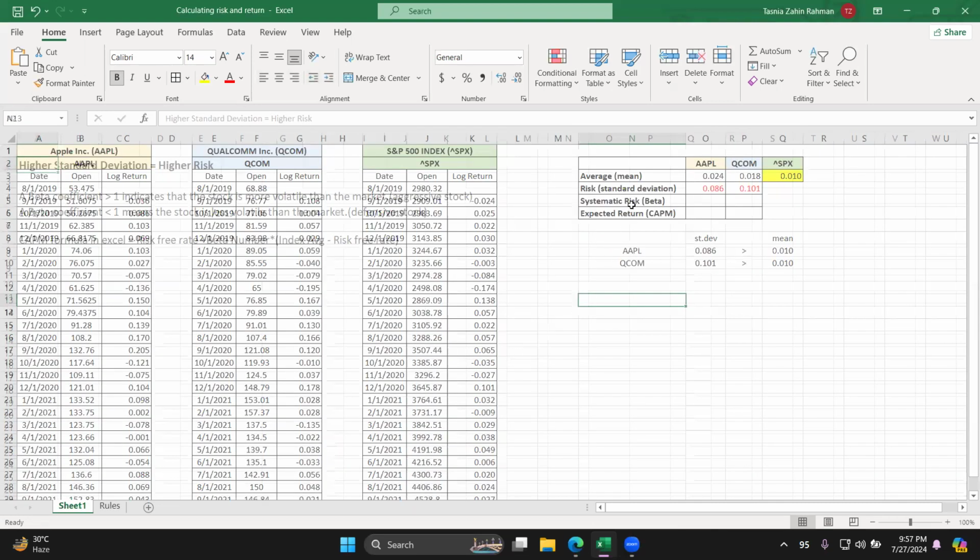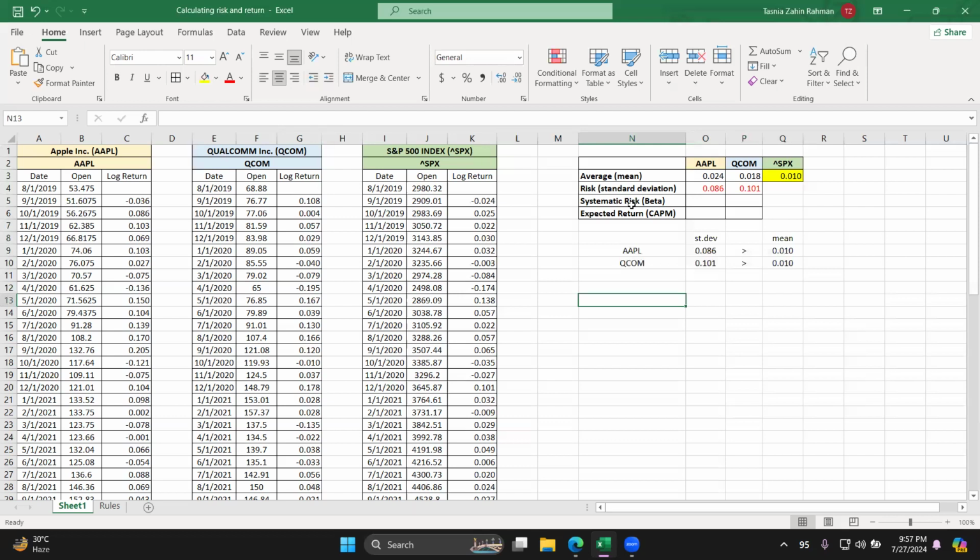Next, we are calculating the systematic risk of the stocks compared to the market, as in the stock's sensitivity to the market's movements. This also means the portfolio's instability, which is measured by the beta coefficient. So to find out the beta coefficient, we have to do regression. To start a regression, we need an independent variable and a dependent variable.